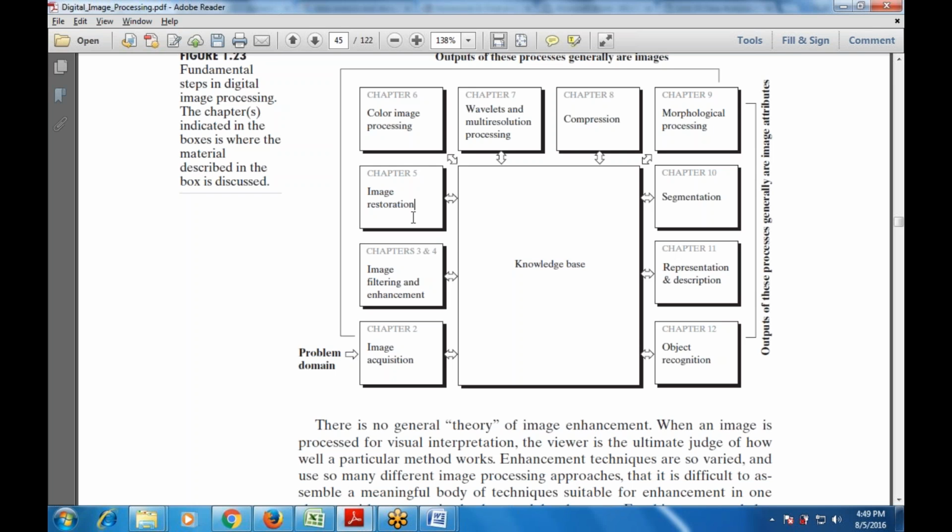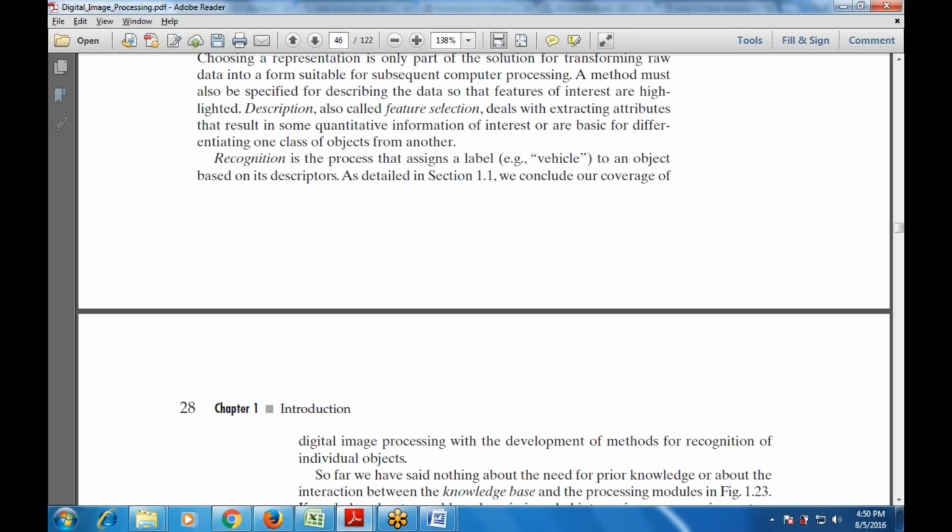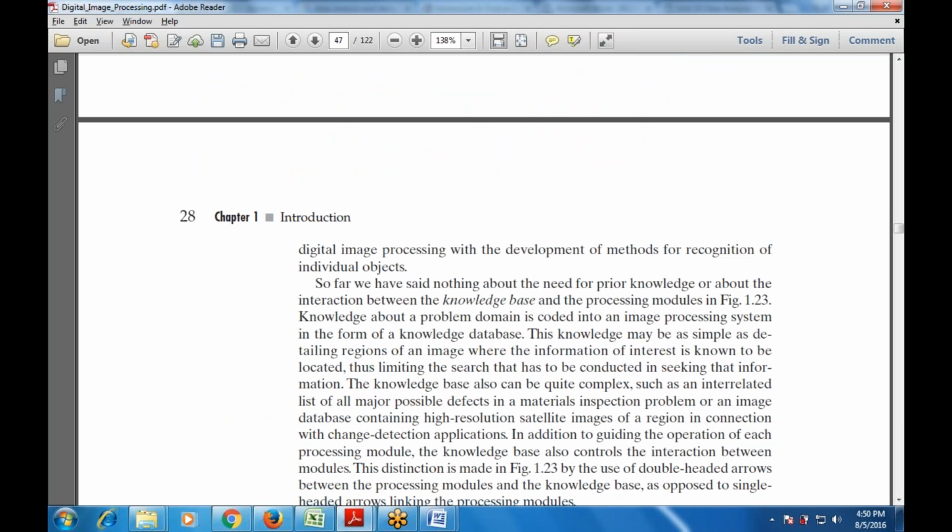Then color image processing. After that there is wavelets and multi-resolution processing, then compression that we have discussed, morphological processing. The next one is segmentation, then representation and description. That means how we can represent, and what are the various methods by which we can represent the objects. Then at last there is object recognition. Now what is recognition? That means assigning a label to an object, so that it will identify what we are going to study, with the development of methods for the recognition of individual objects.